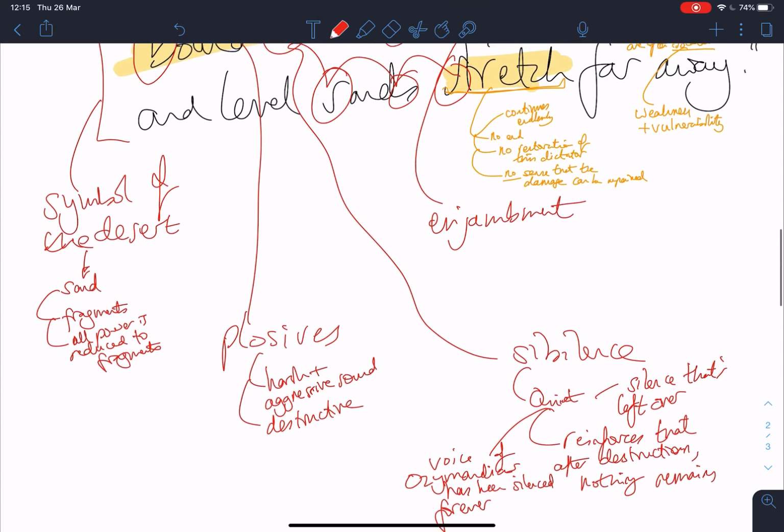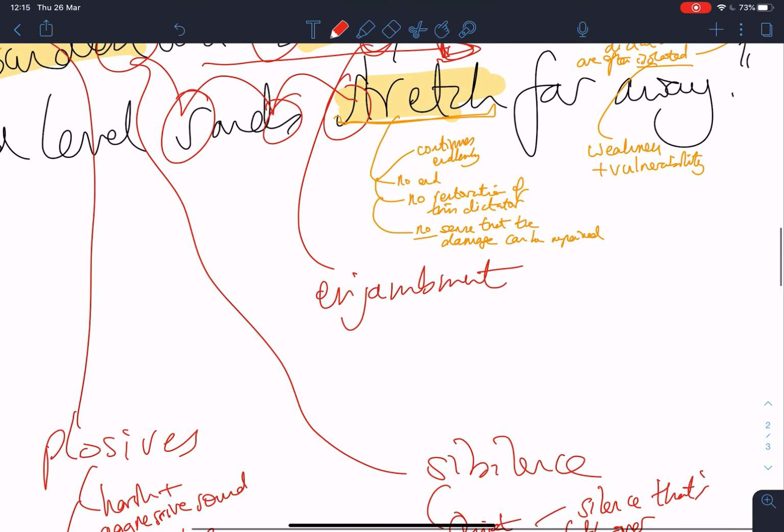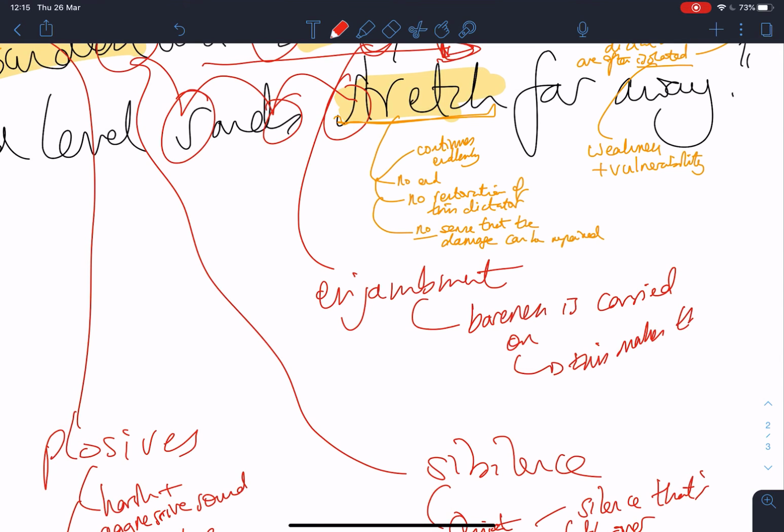And then finally, just looking at another example of enjambment, boundless and bare, the lone and level sands stretch far away. Well, it's this bareness that carries on, because we always think with enjambment what meaning is being carried through. So the bareness is carried on. This makes the emptiness seem perpetual, continual and constant.